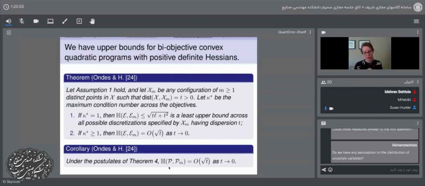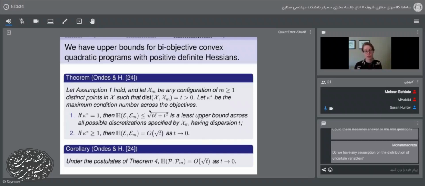We have it also that the Hausdorff distance between P and PM is order square root t in the objective space. So we have results in both spaces. And we have a special result in the case where we have spherical level sets. So this kappa star is the maximum condition number across both objectives. So if the maximum condition number is 1, that means we just have circles like we had on that first slide, all quadratics with circular level sets.